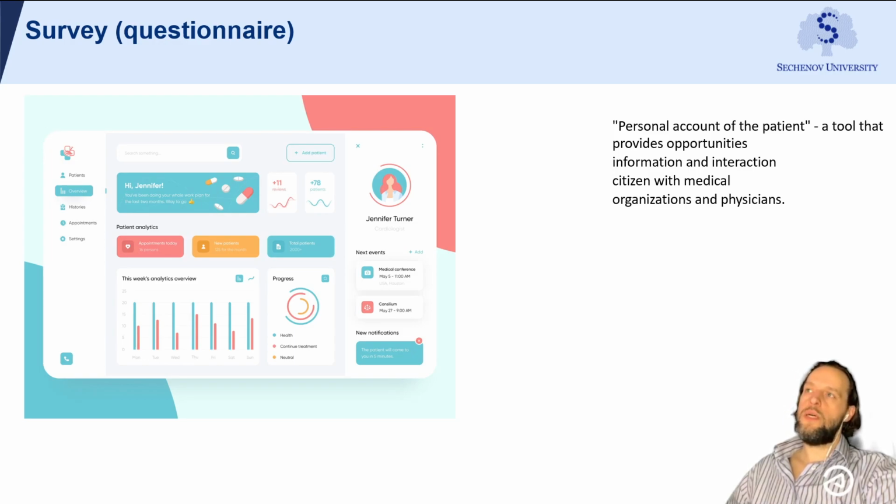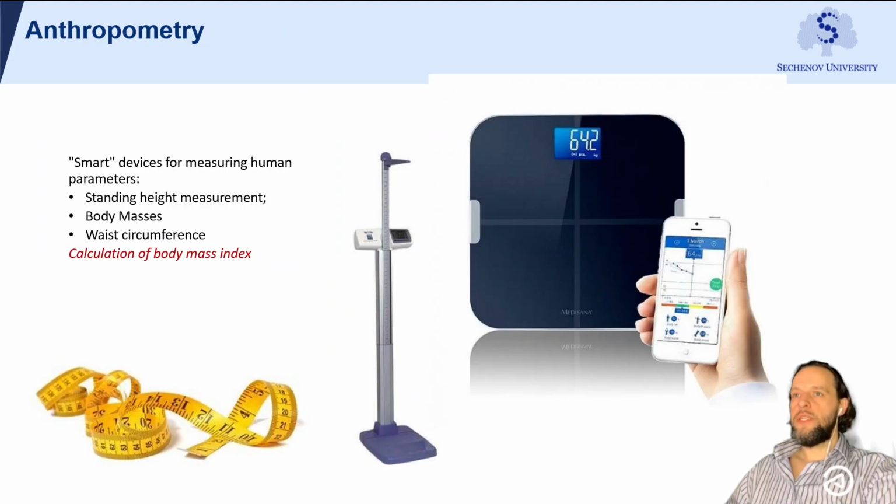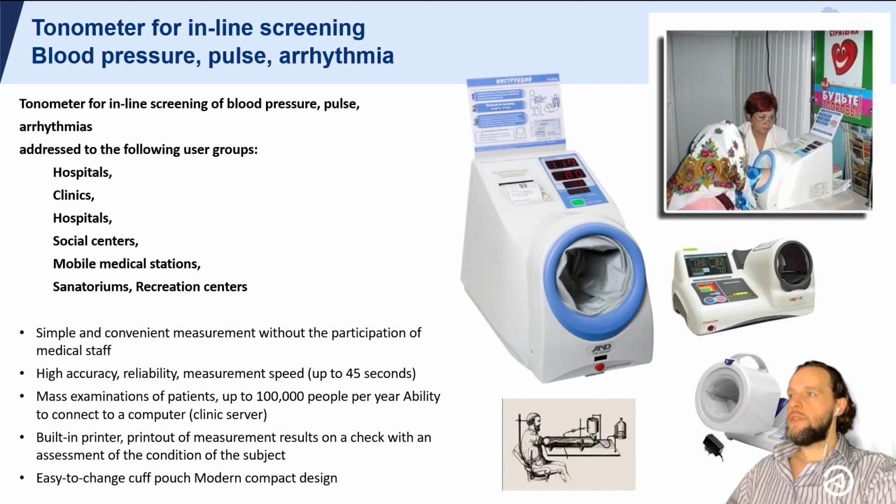One way it could be done is to provide all the results in digital form on some kind of website or in mobile applications. So all the examinations will be visible for the patient. Of course, we will need to have all the necessary measurement devices in place. It will be smart scales to measure body mass and height of the patient.